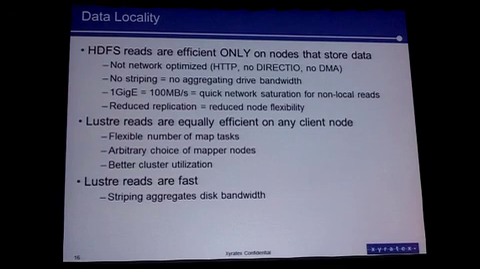The HDFS data can be read quickly only on the nodes that actually store the data. Lustre, on the other hand, can read the data just as quickly from any node. So you basically remove the data locality requirement if you use a client-server model, a distributed file system model. What that means is that you now can have an arbitrary number of map tasks. You don't have to have the same number of map tasks as you have data storage locations.